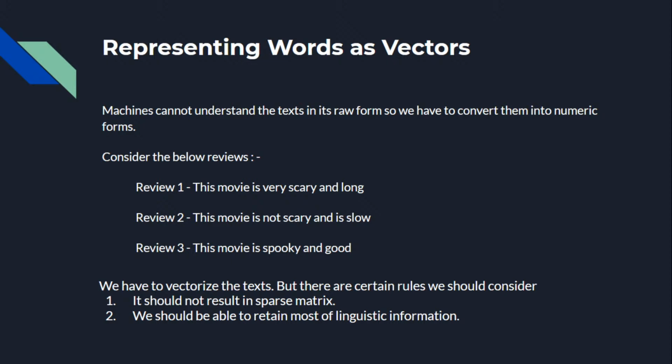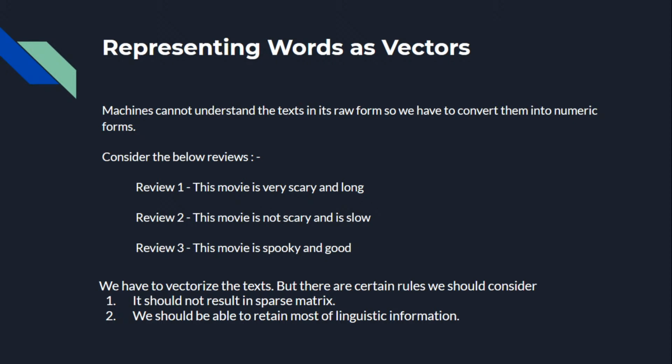Now we cannot supply this directly to our machine learning algorithms. So we have to do some pre-processing. After we have seen how we do this pre-processing, we have to represent the text in numeric form. Representing this in numeric form means we have to vectorize the text.